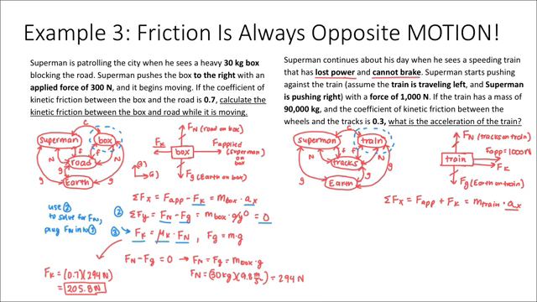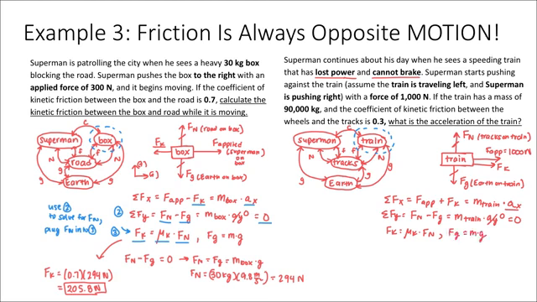I'll also write out the sum of forces in the y direction, which is equal to the normal force minus the gravitational force, which is equal to 0 because the train's not accelerating vertically. And from here, just for simplicity, it's always simpler to have everything in one place.